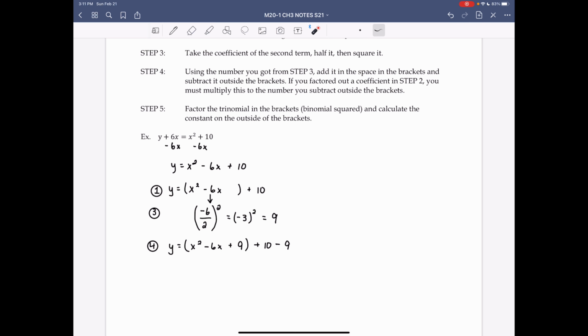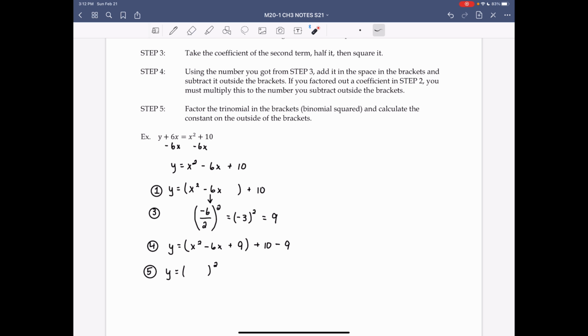Step 5, factor the trinomial in the brackets and calculate the constant on the outside of the brackets. y = we factor x squared - 6x + 9. It's going to factor to a binomial squared because of the way that we get the number when we do step number 3. We're ensuring that the trinomial is a perfect square trinomial by dividing the middle term by 2 and then squaring it and then adding that number in here.